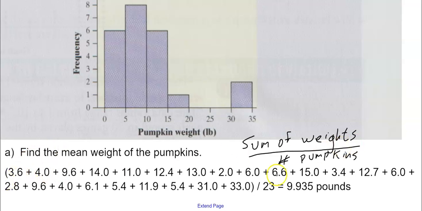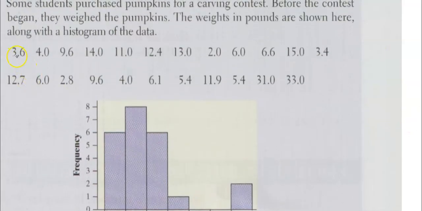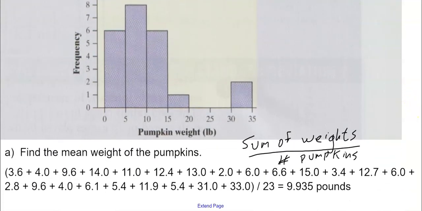So we added up all the pumpkins and we divided by 23. And you can do that by just counting. There's 1, 2, 3, 4, 5, 6, 7, 8, 9, 10, 11, 12, 13, 14, 15, 16, 17, 18, 19, 20, 21, 22, 23. A lot of times they'll tell you how many there are in the words. We divide, so the average weight is 9.935 pounds. So the average falls in this bar right here. That's my mean.